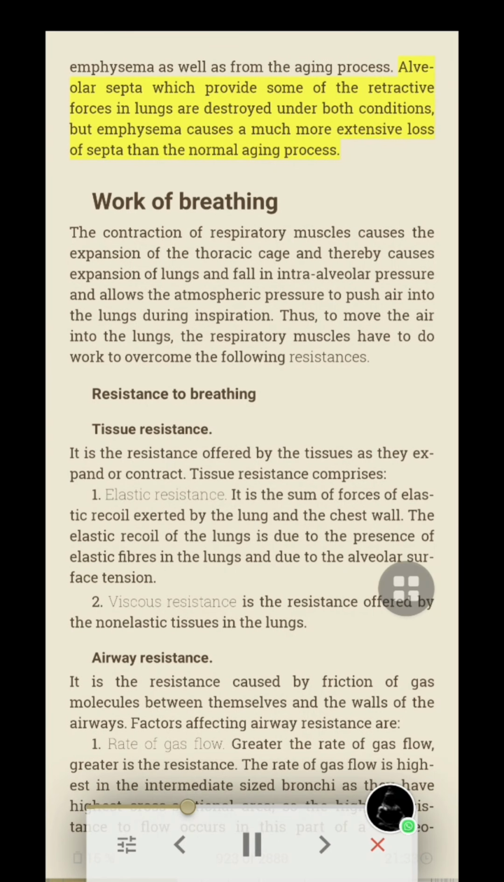Alveolar septa, which provide some of the retractive forces in lungs, are destroyed under both conditions, but emphysema causes a much more extensive loss of septa than the normal aging process.